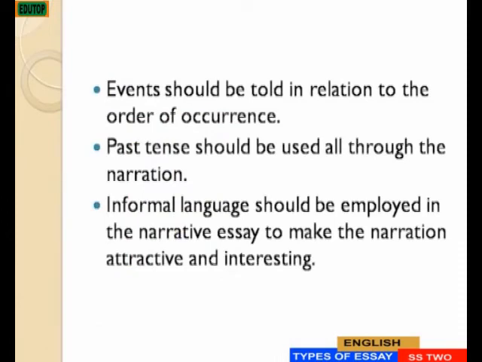Then, since you are narrating an event that happened in the past, past tense is always required of you. Make sure that you use past tense all through your narration in the narrative essay, since you are narrating something that happened in the past.